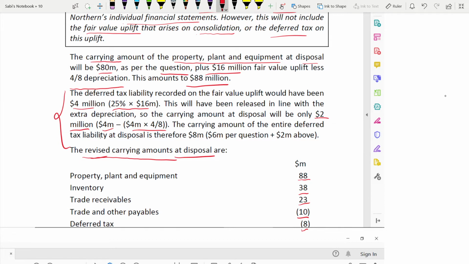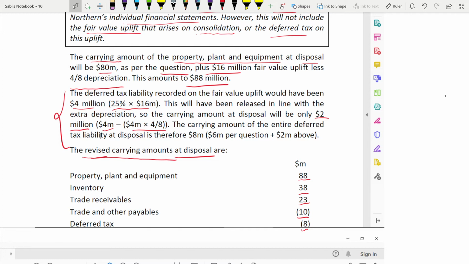So the carrying amount of the entire deferred tax liability is 4 minus 4 into 4 over 8. When you're taking the carrying amount of the deferred tax liability, you also have to deduct depreciation, like how normally when you take a non-current asset, we deduct depreciation from the cost of the asset. So same here. Deferred tax liability was 4. On that 4 you take depreciation, which is 4 into 4 over 8, which is 2. So 4 minus 2 is 2.